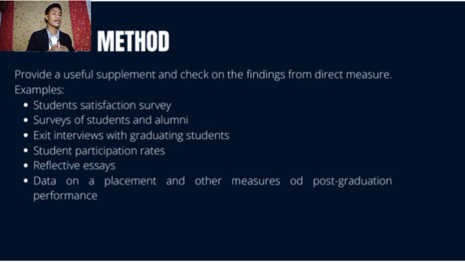Okay, the indirect method is a useful supplement to check the findings from the direct measure, for example, student satisfaction surveys, surveys of students, alumni, exit interviews with graduating students, and students' participation rates. So those are the examples of indirect method.